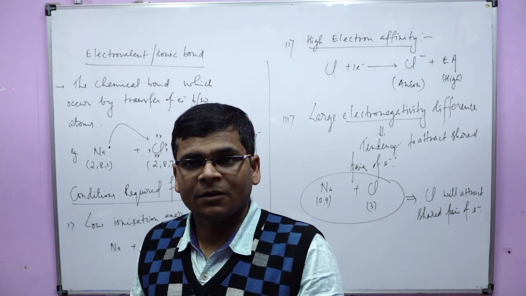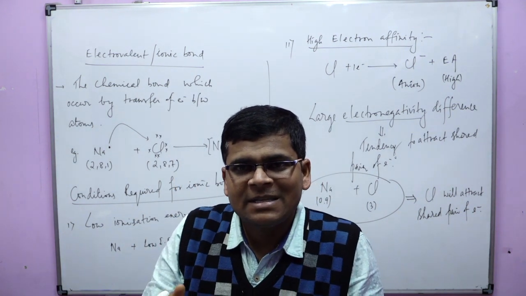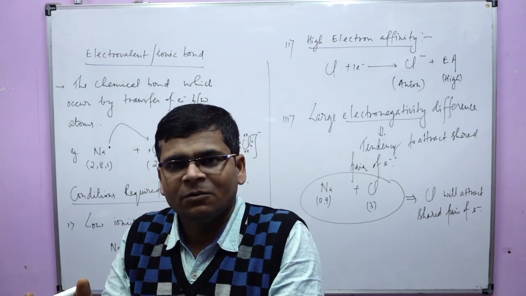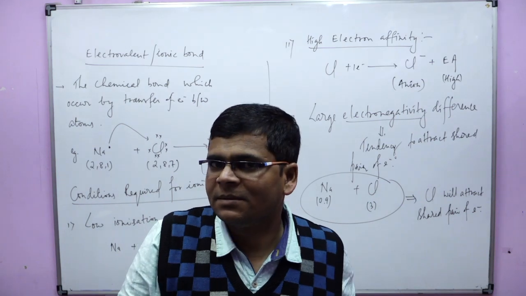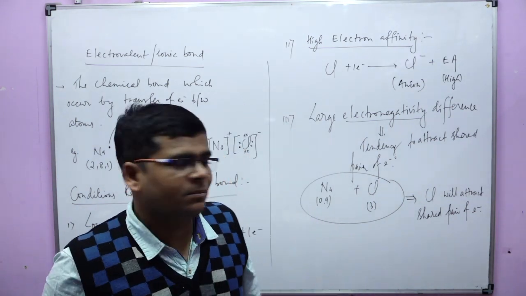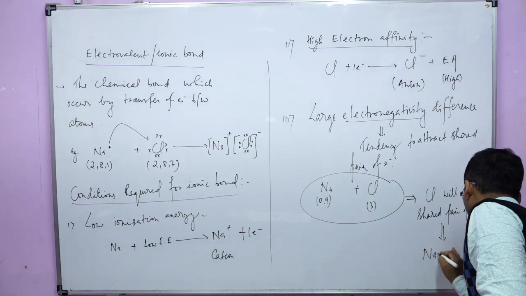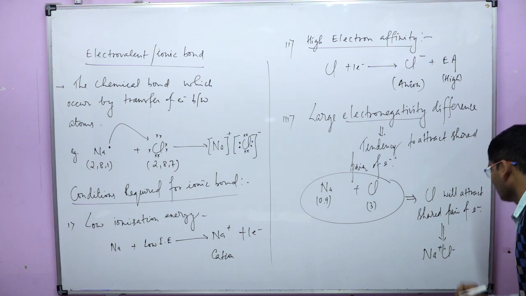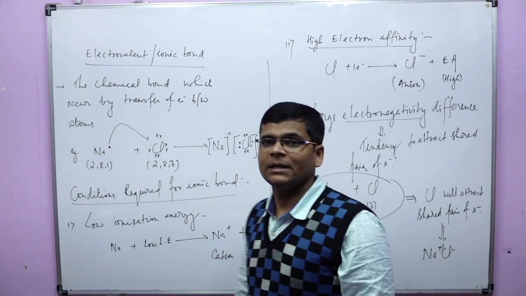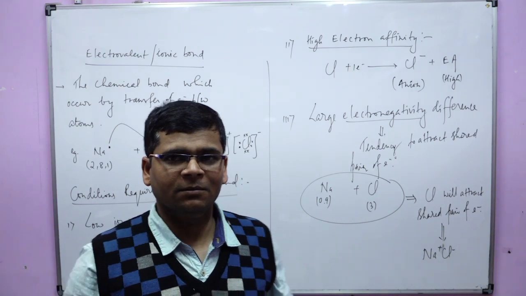So chlorine will attract towards itself, and the bond will seem to develop a positive charge at one end and a negative charge at the other. So sodium will develop positive charge and chlorine will develop negative charge. So these are the three conditions that you have to understand.